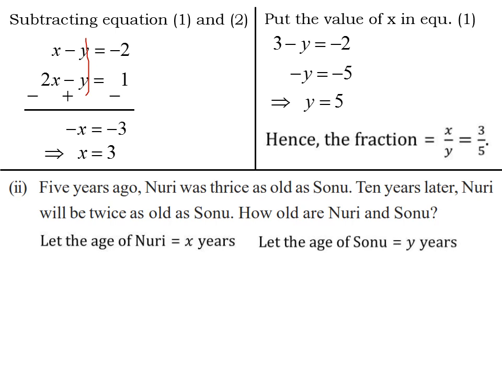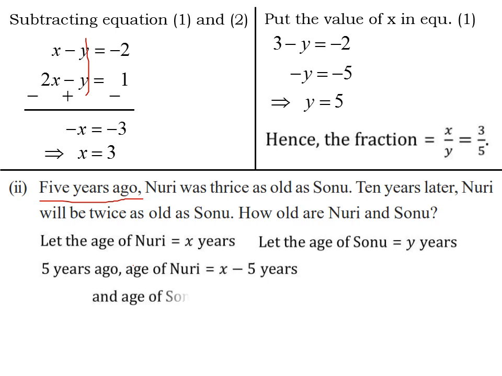Now, according to the first condition, what is my first condition? 5 years ago, so before 5 years. In this case, 5 years ago, the age of Noori will be 5 years smaller than the current age, so it will become x minus 5. Similarly, the age of Sonu will be 5 years less than the current age, so it is y minus 5. Now, the second condition, what is my second condition? The second condition is given: 10 years later. Now, what about the 10-year later case?